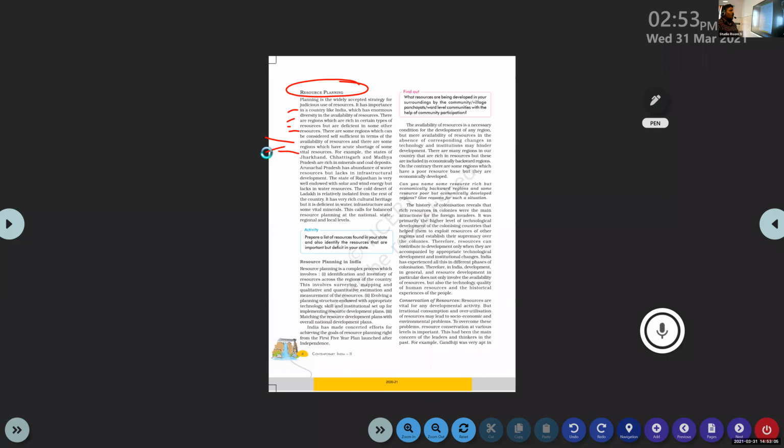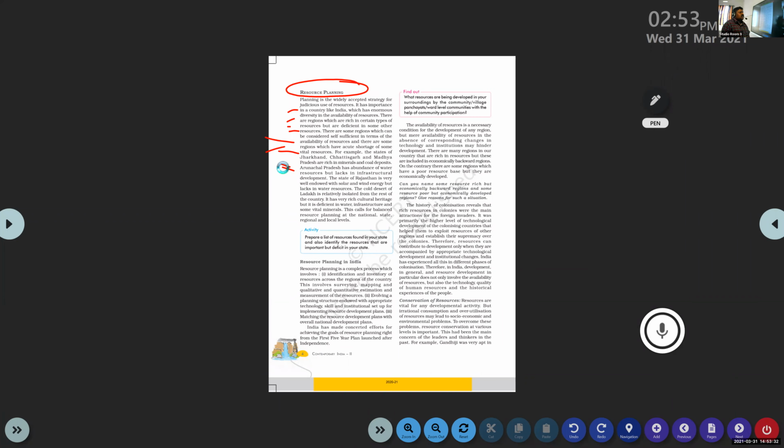Some regions in India are areas where almost all the different types of resources are available and the people are self-sufficient. At the same time, some other regions have no resources. For example, the states of Jharkhand, Chhattisgarh, and Madhya Pradesh are rich in minerals and coal deposits. Underline that. Arunachal Pradesh has an abundance of water resources, but lacks in infrastructural development.